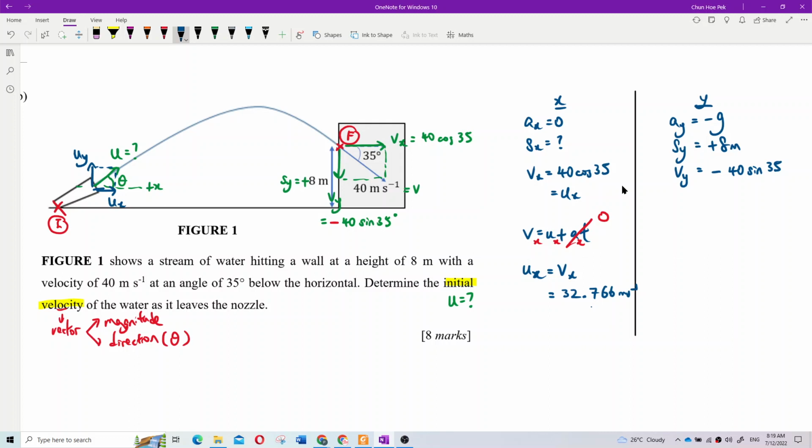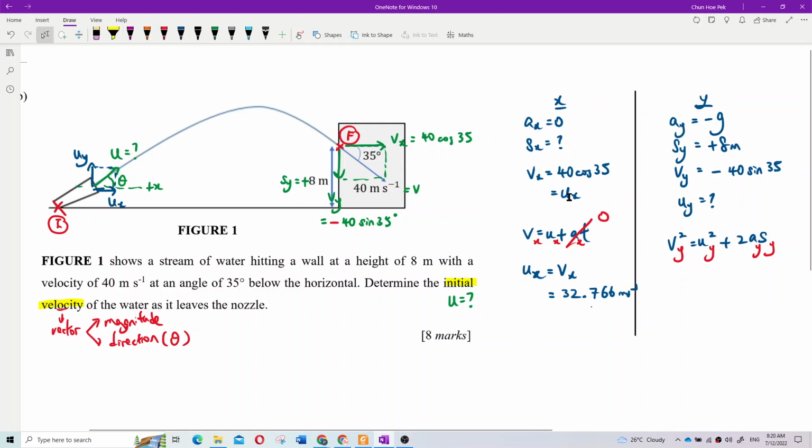Okay, and then uy, how to find uy? Easy lah. We have 4 things, you see here. V square equal to u square plus 2as, isn't it? V square equal to u square plus 2as. All these are y component. That's why it's easy. If you write all the information, you put in 2 columns, easy for you to see.